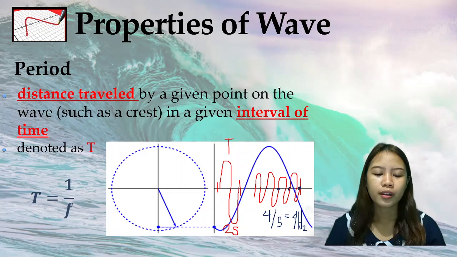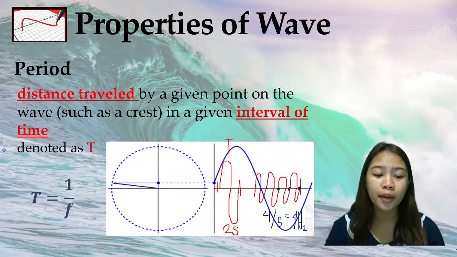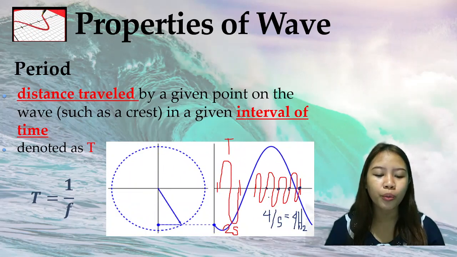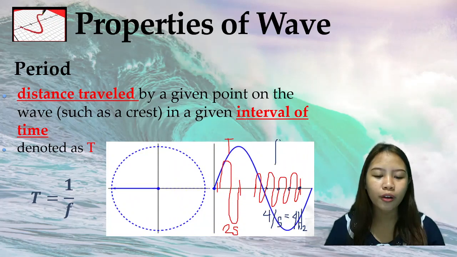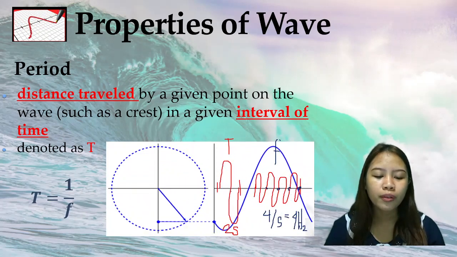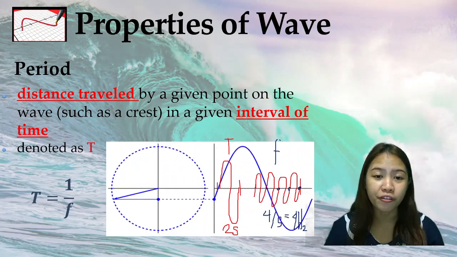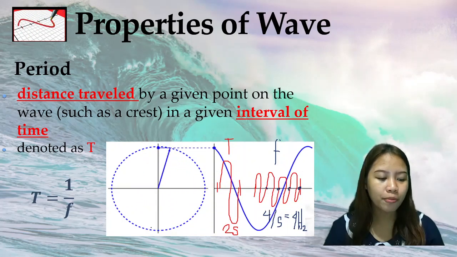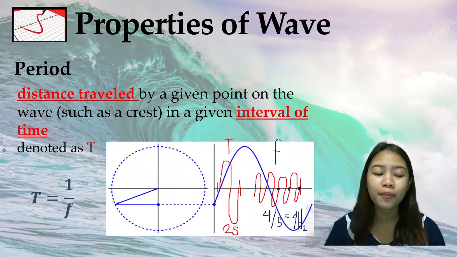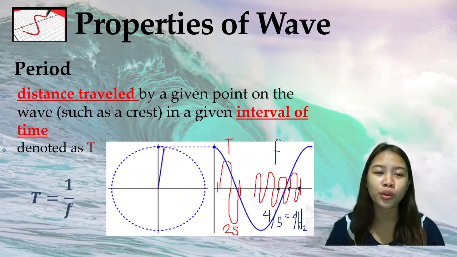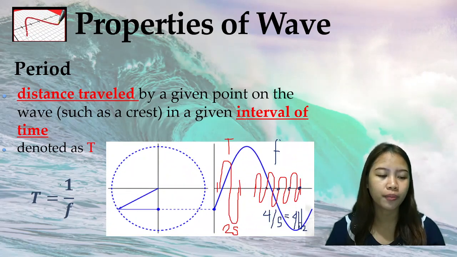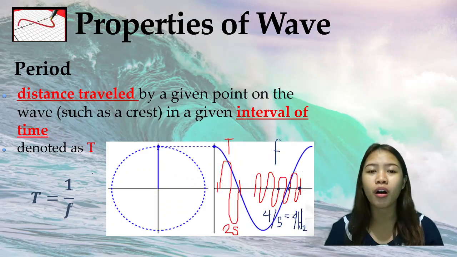So, that is how it is. Okay. So, for frequency, how many waves there are in 1 second. And for the period, how long it takes to complete one wave. So, I hope that it's clear. And by the way, for the equation of the period, we have the big letter T is equal to 1 over F, because as what I've said, frequency is the reciprocal of period. Okay, so these are the different properties of the wave.